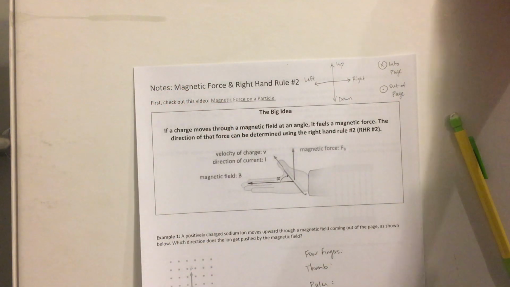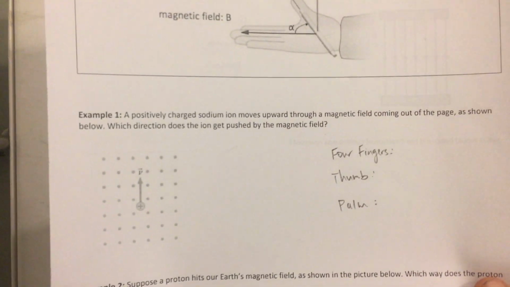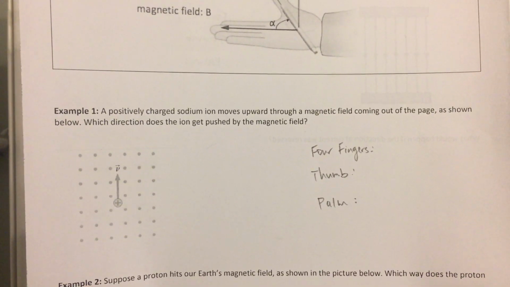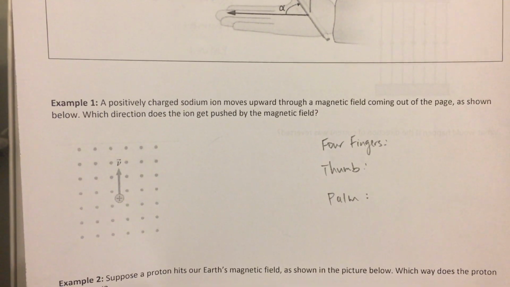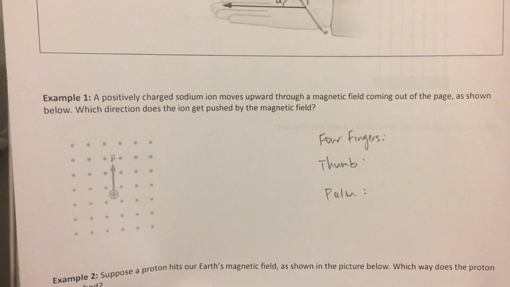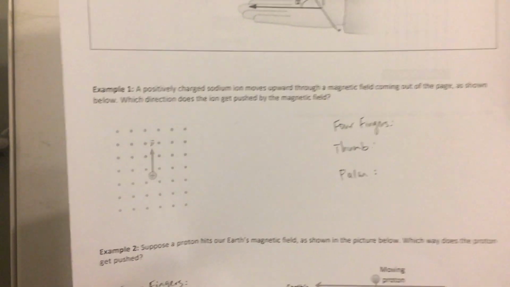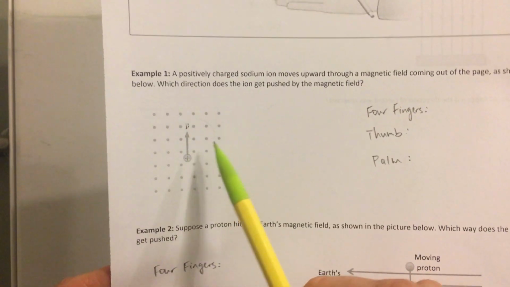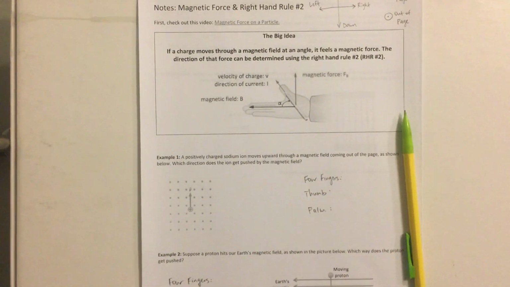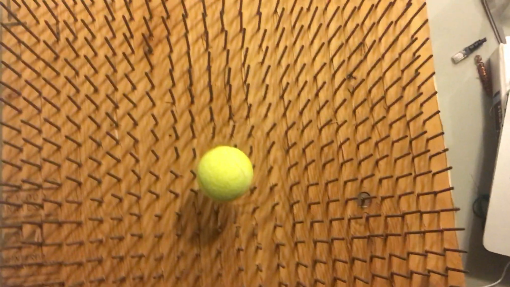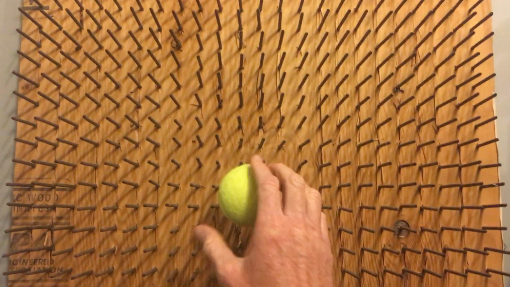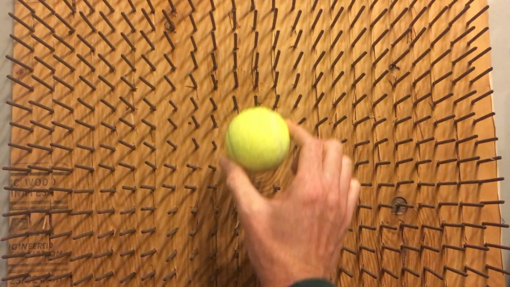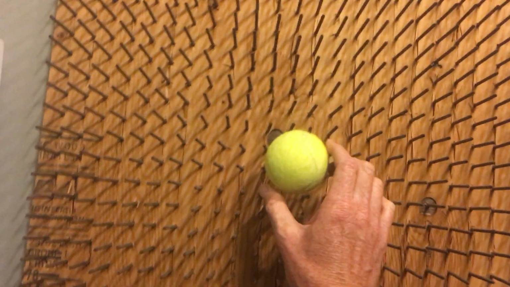Here we go, starting with example 1. A positively charged sodium ion moves upward through a magnetic field that's coming out of the page, as shown below. Which direction does the ion get pushed by the magnetic field? And so this picture here is a picture of what I have right here. We'll pretend that this is our sodium ion. This is the magnetic field that it's immersed in. It's coming out of the page, and the ion is moving this way, upwards, okay?